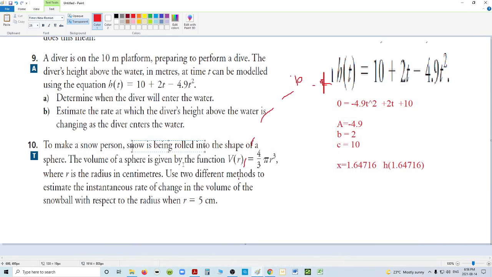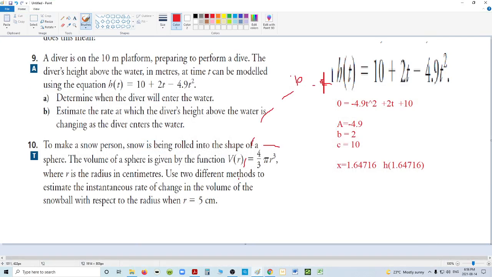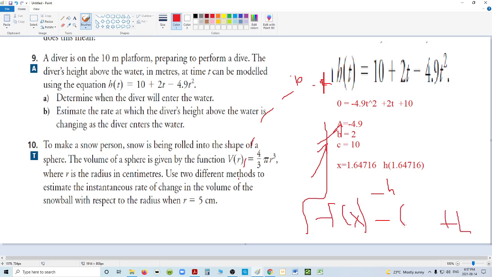To make a snow person, snow is being rolled in the shape of a volume, and the volume is looking like that. Now that's a cubic, so cubic looks like this, but volume is only concerned with the right side of the cubic, where r is the radius. Use two different methods to estimate the instantaneous rate of change of the volume of the snowball when r is 5. So I'm going to approach it from the left, so I'm going to subtract an h, and I'm going to approach it from the right, so I'm going to add an h. And I'm going to use f of x minus f of x minus h, and then I'm going to use f of x plus h minus f of x.